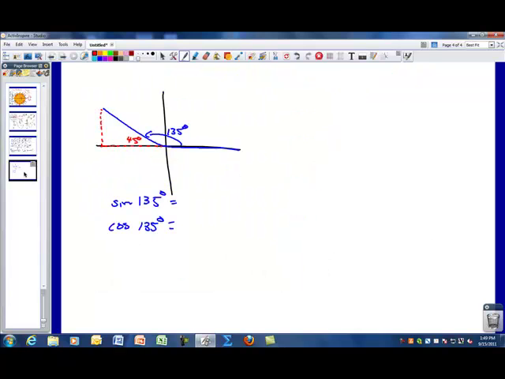We're in quadrant 2. We have this saying that we learned last year, all students take calc. What does that mean? Which one is positive? So they're all positive in quadrant 1. Quadrant 2, the sine. And if the sine is positive, so is the cosecant, because it's reciprocals. Quadrant 3, the tangent is positive. So the cotangent will be positive, and in quadrant 4, the cosine is positive because it deals with x's.